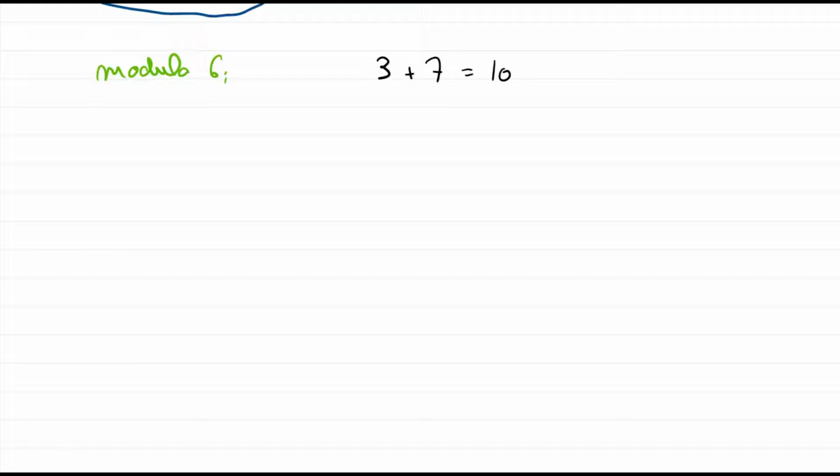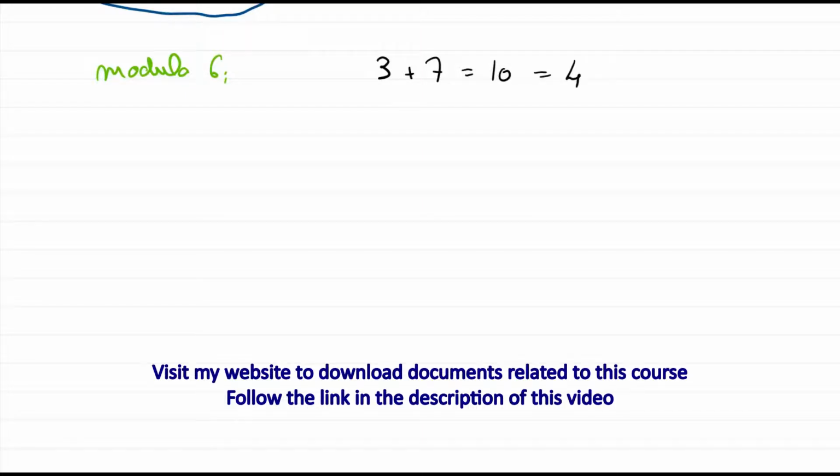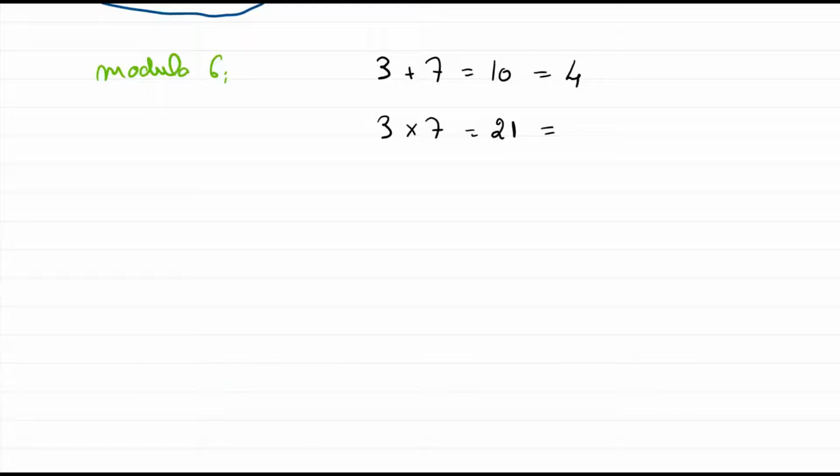Now I want to speak about modular addition and multiplication. So how could I add modulo 6? For example, if I want to add 3 plus 7, well, it's the same as 10, but 10 modulo 6 is the same thing as 4. And if I want to multiply, 3 times 7 is the same thing as 21, but this is the same thing as 15, for example, or as 3 modulo 6.